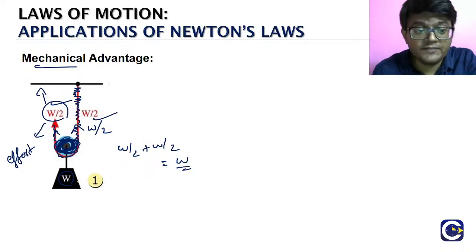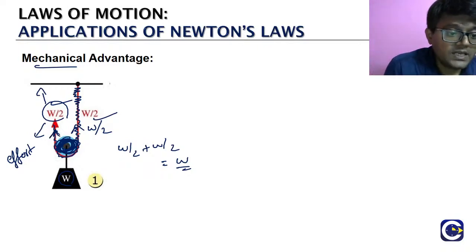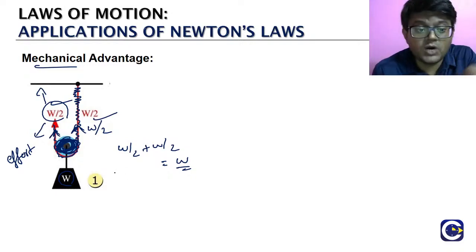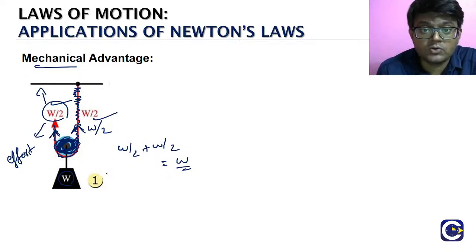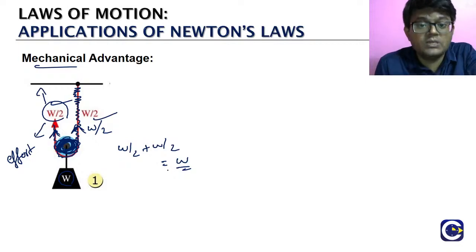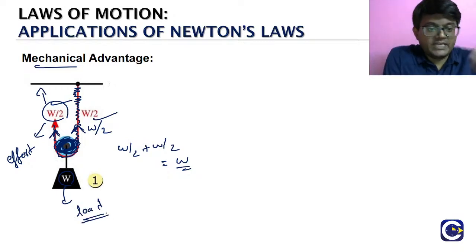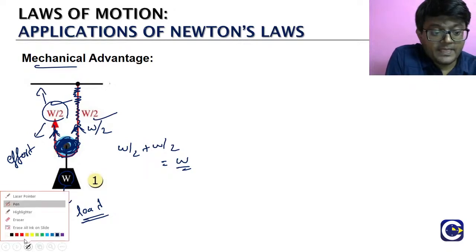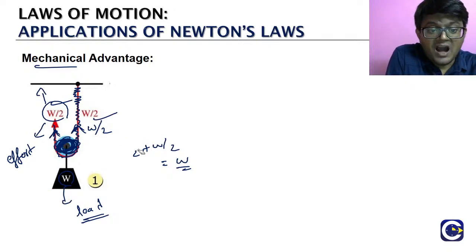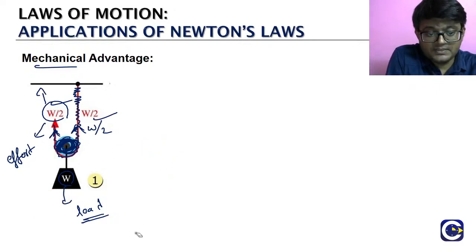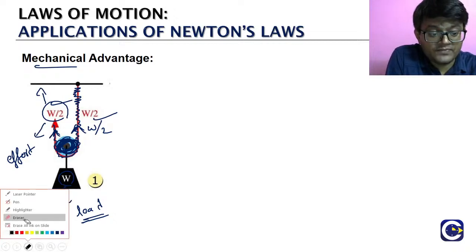We are able to lift this weight W because the total force acting on the pulley is W by 2 on this side and W by 2 on that side. Totally, 2 times W by 2, which is W. So we are able to lift the weight. We generally call this the load. The weight that we are trying to lift is called the load. Look here, in this particular case the effort is half of the load. Understood?